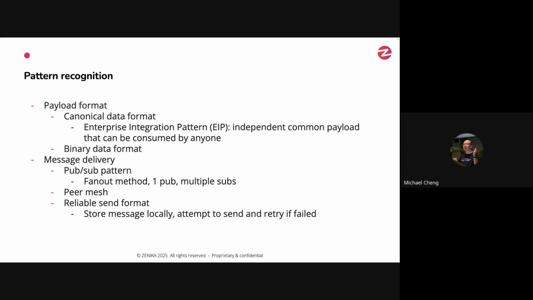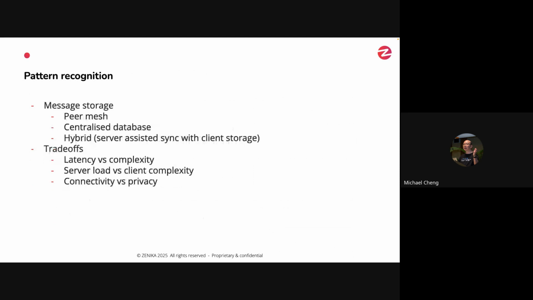Message delivery, how are you going to deliver the message? Could it be pub/sub, fan out, multiple subscribers with one publisher? Could it be peer mesh? Could it be a reliable send format where you send and then retry later on, right? And how are you going to handle message storage? There are many ways to handle message storage. We have peer mesh, we have a centralized database, we have a hybrid model, and then we also have to consider the trade-offs, right? What is the latency versus the complexity, the server load versus the client complexity, the connectivity, and its privacy as well.